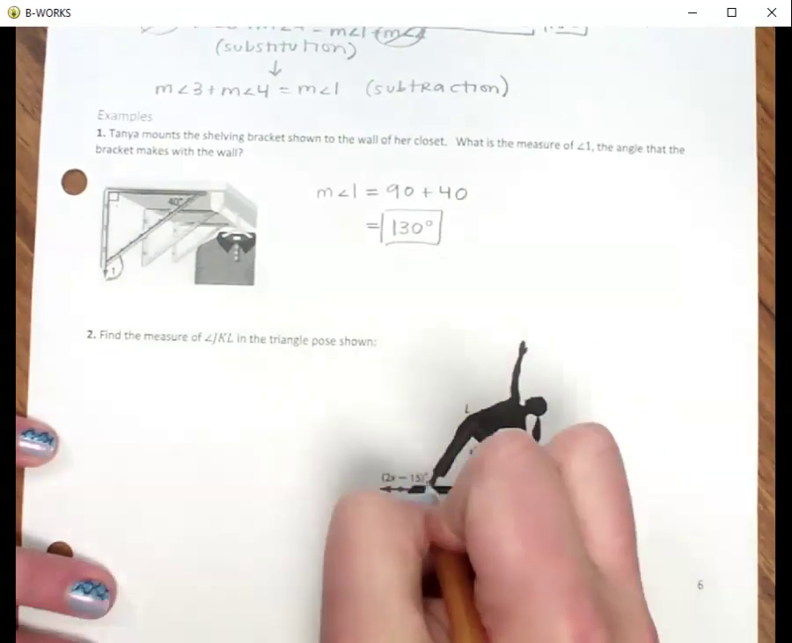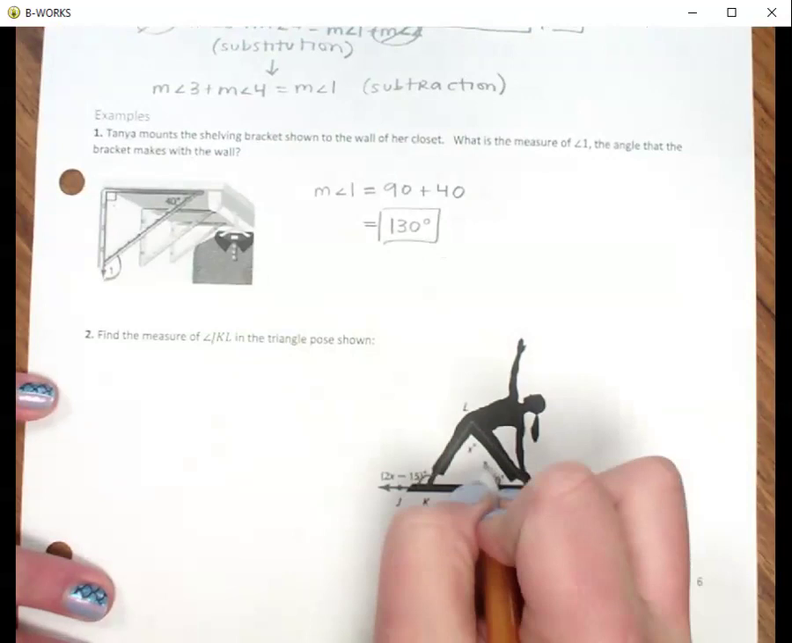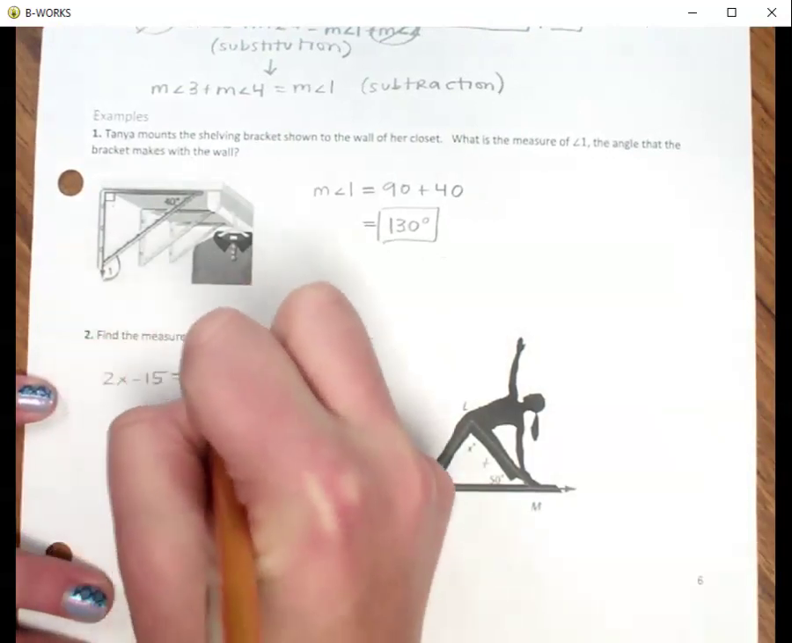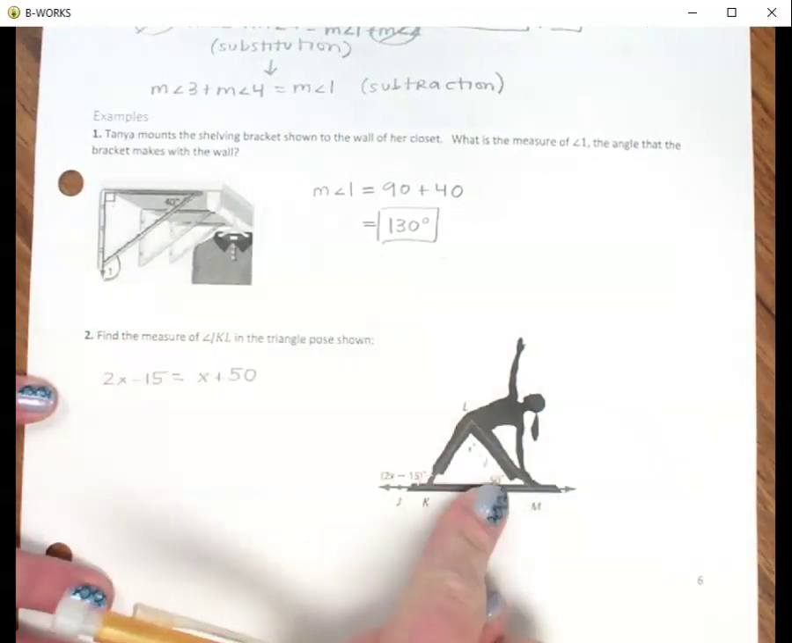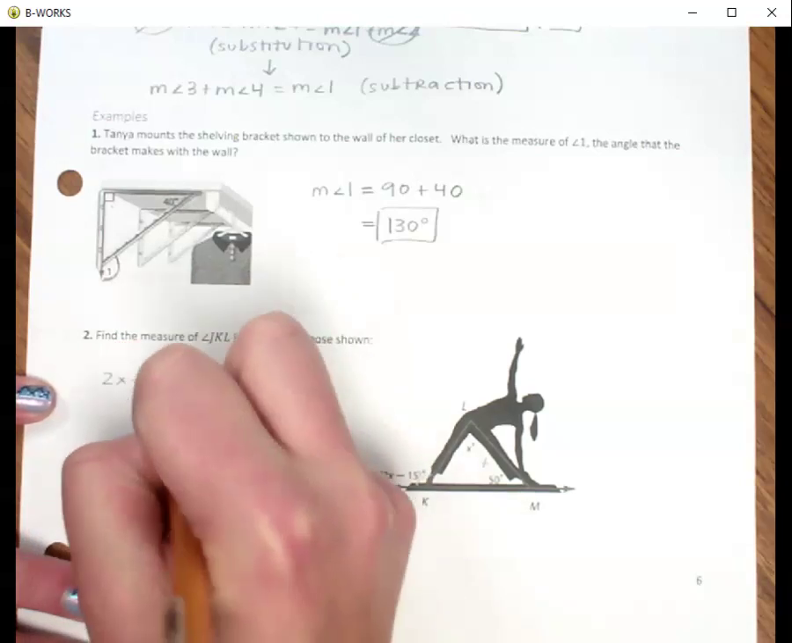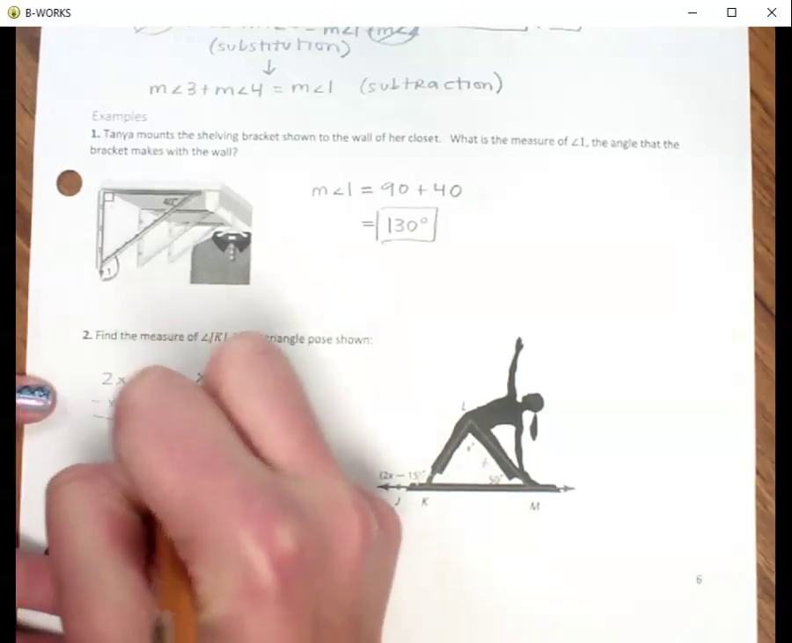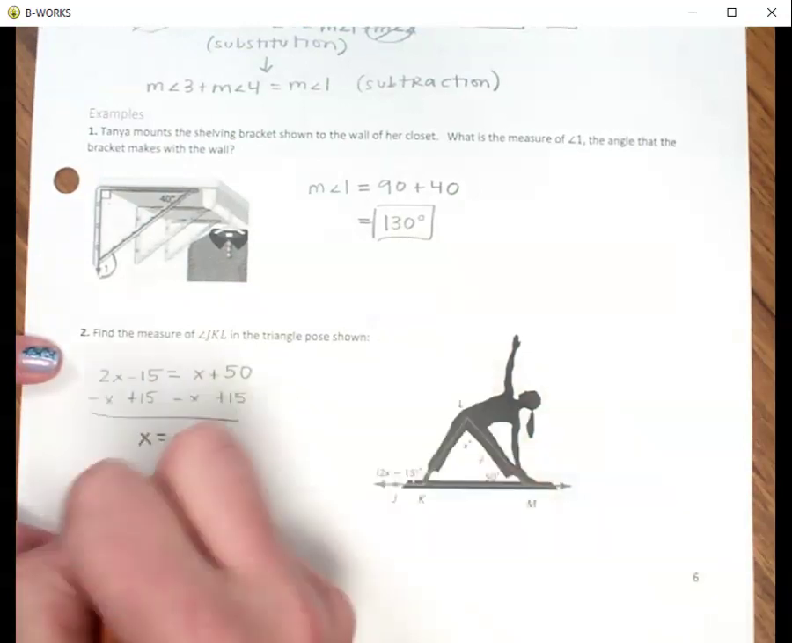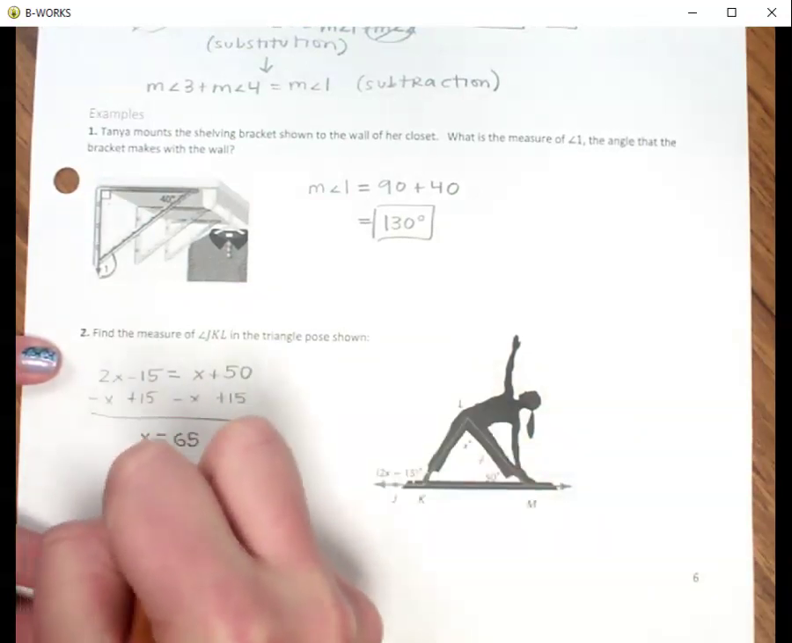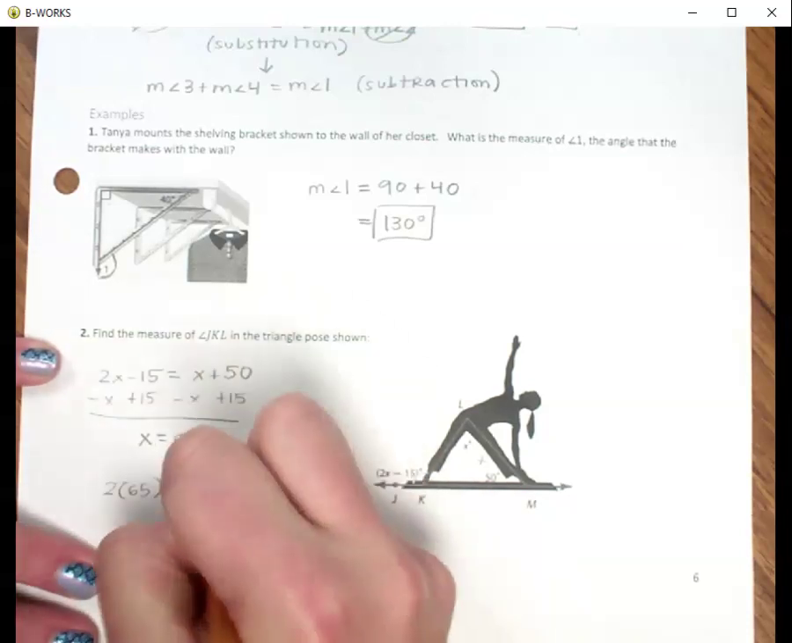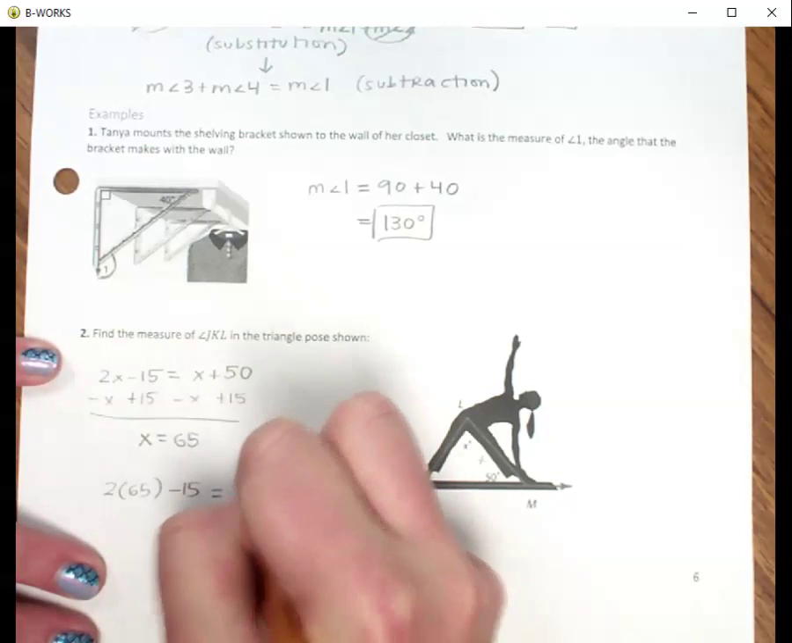Example 2, we've got an exterior angle, and so that 2x minus 15 is going to equal the sum of the two remote interior angles here. If we add 15 to both sides and subtract an x, we get our x value of 65. But we don't want just our x value, we want the measure of angle JKL. So we substitute 65 in for x. 2 times 65 is 130. And 130 minus 15 is 115 degrees.